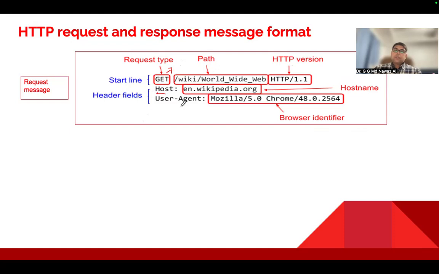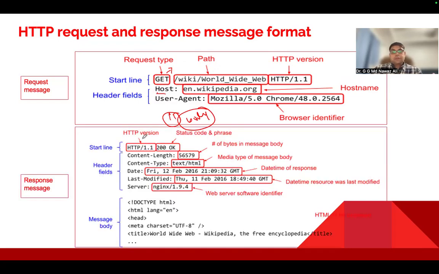There could be other header lines. And here will be your request body. Usually the body will be in an encoded form. For the response message, the first line is the version number and then the status code. The status code 200 means that the phrase is okay. And then some other metadata like content length and content type. And then this is the message body. So this is the HTTP request and response message format.